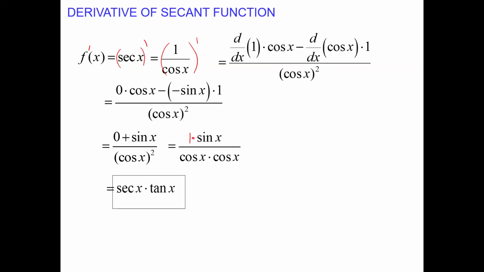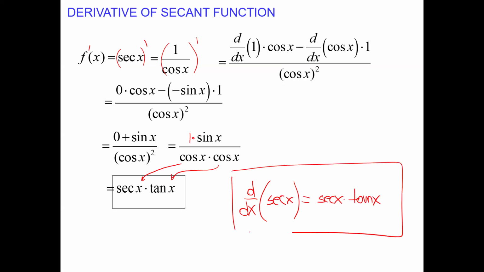We can say this 1 over cosine is secant, and sine over cosine is tangent, because this will be the easiest way to remember the derivative with respect to x of secant of x. Derivative of secant of x is secant of x times tangent of x. Excellent.